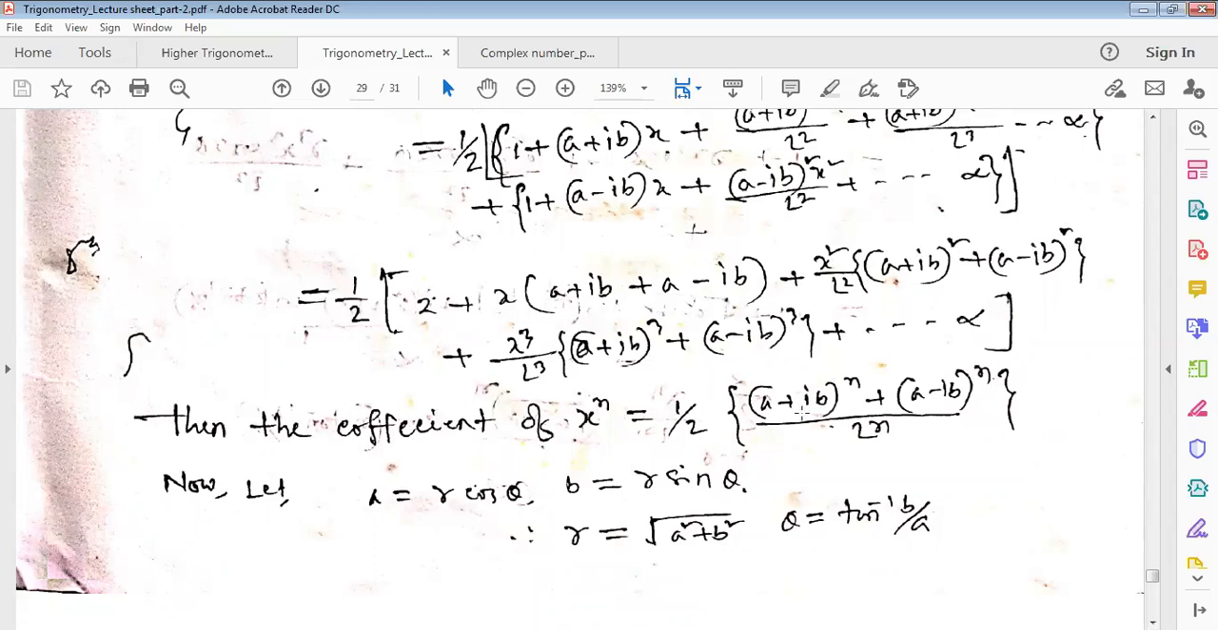Understand? a plus ib whole to the power n. If power 3, then coefficient of x cube what? This one. So x to the power n coefficient will be a plus ib whole to the power n plus a minus ib whole to the power n, and factorial will be what? Factorial n. Half will be what? This is the half before brackets.